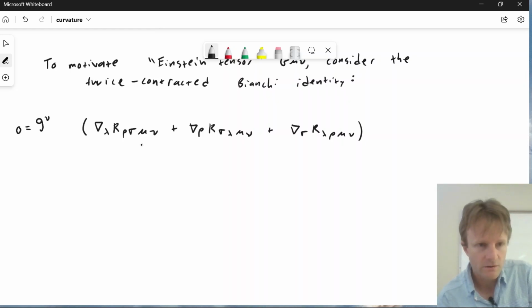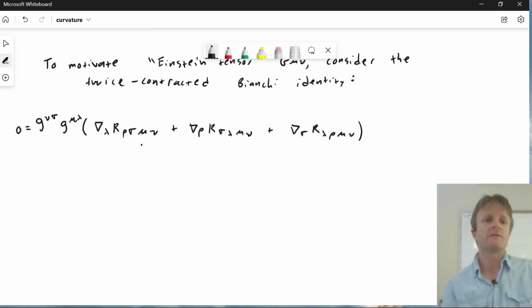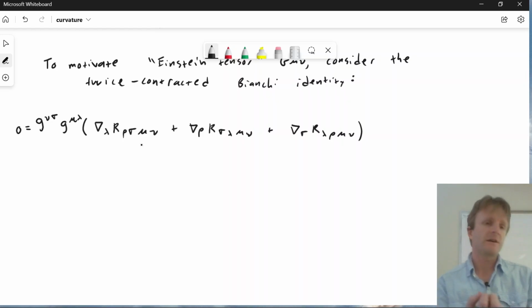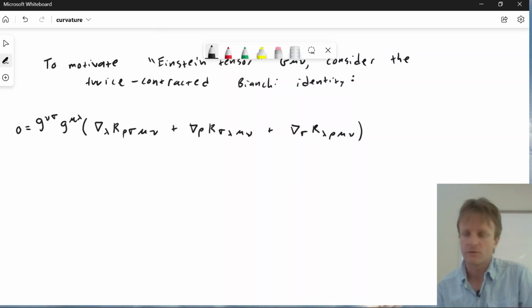So g nu sigma and g mu lambda. What I've done is raised the nu index to be a sigma, so I'm contracting over nu and sigma. All right? And you can see that's a non-trivial contraction, the second and the fourth index on this term. It would be trivial if I contracted over the first and second, because those are antisymmetric. Okay, so this is an interesting one to look at. Some of these terms might be trivial. No, looks like they're not, so they're all non-trivial.